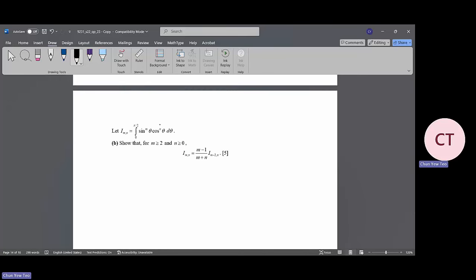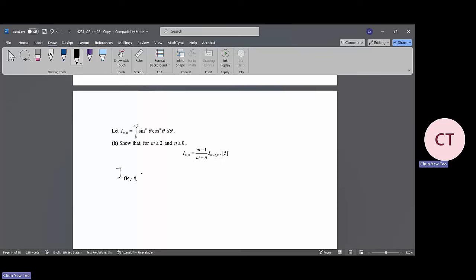Part B. Let I_{m,n} look like this. They want you to show that for m greater than or equal to 2 and n greater than or equal to 0, this relationship is true. For this question, you can see that m represents the power of sine, and n represents the power of cosine. They want to show that this equals this, where m is reduced by 2. The one way for the power to be decreased is to differentiate, then the power can be decreased. So for this question we shall use integration by parts to solve it.